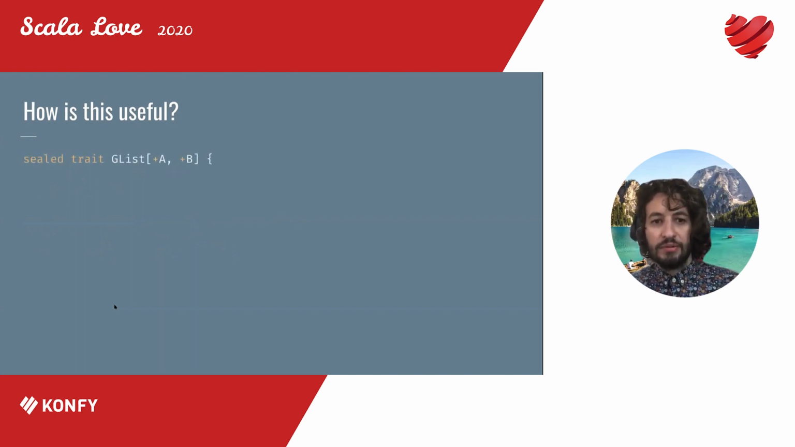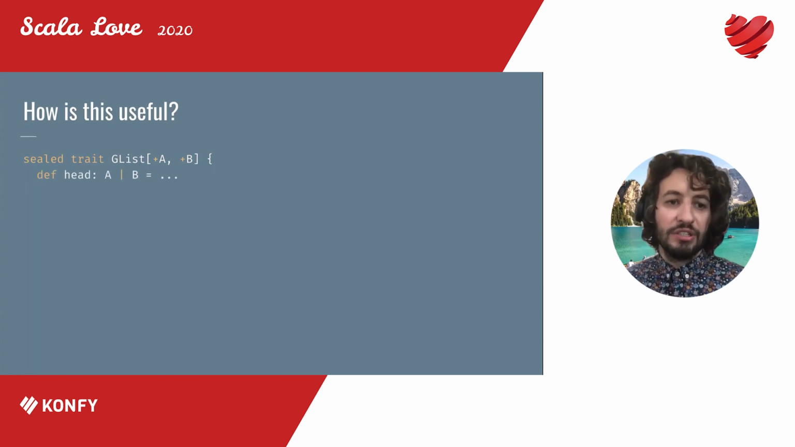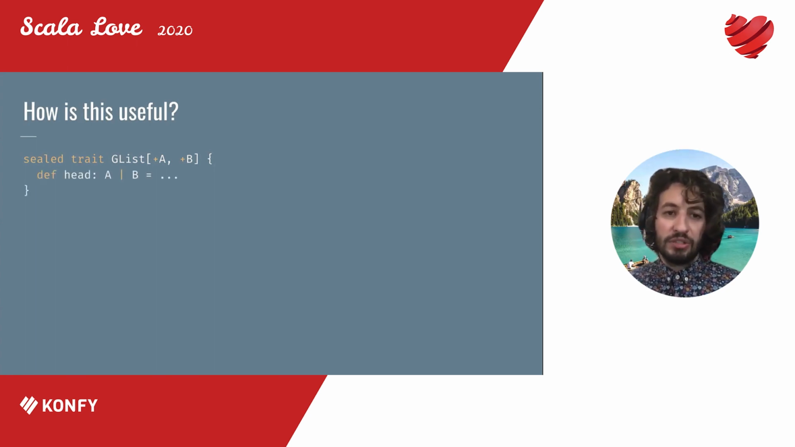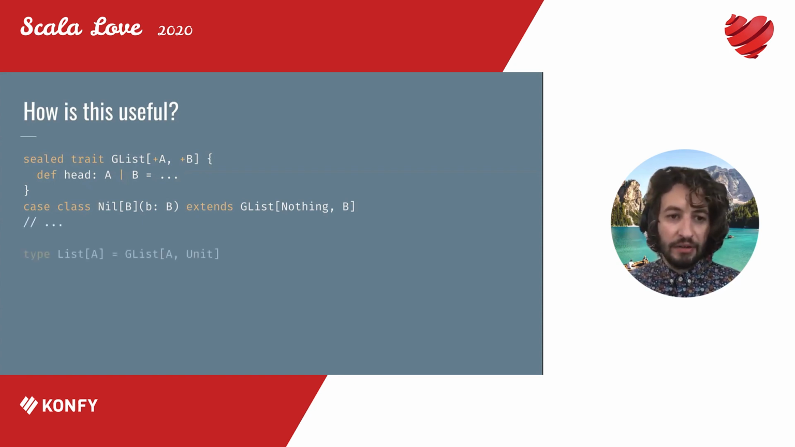So I also have another cool snippet called GList, a generalized list, where the head could be either A or B, and then something like Nil would extend GList with Nothing or B, which basically would mean that the head is always B. And so in this case, a List would just be a GList of A and Unit. So the head would also always be A or Unit.